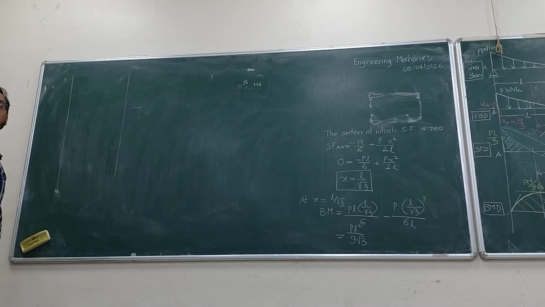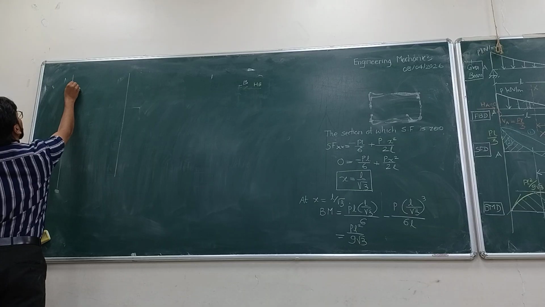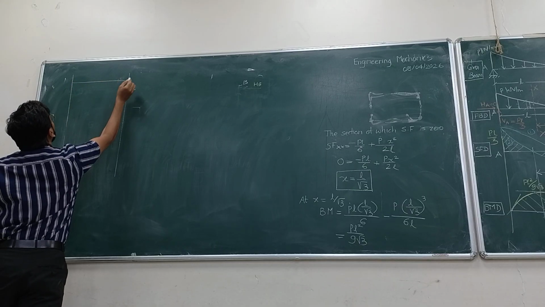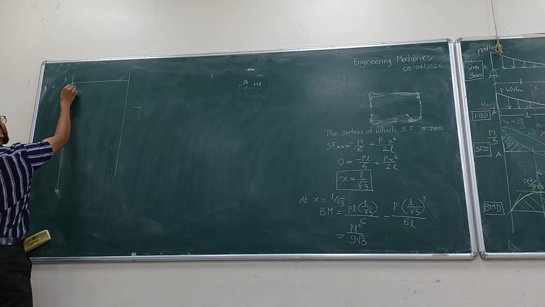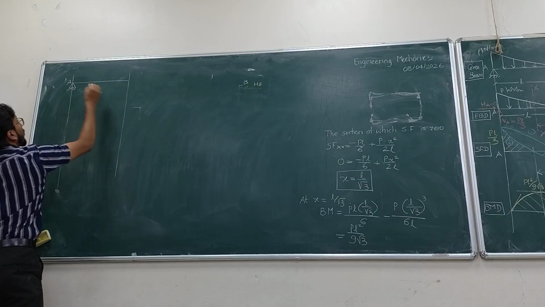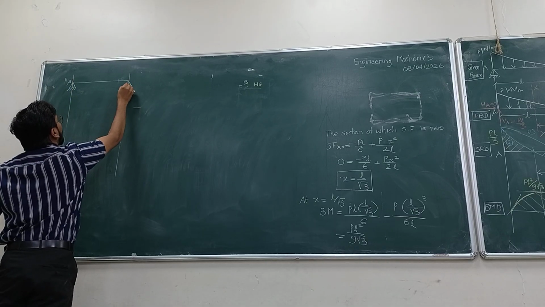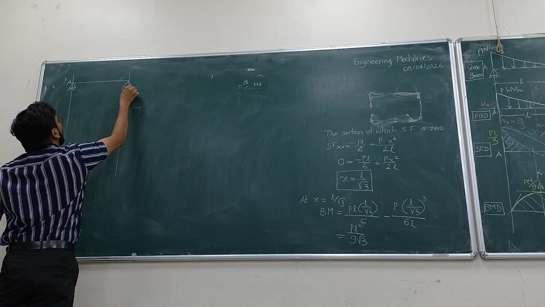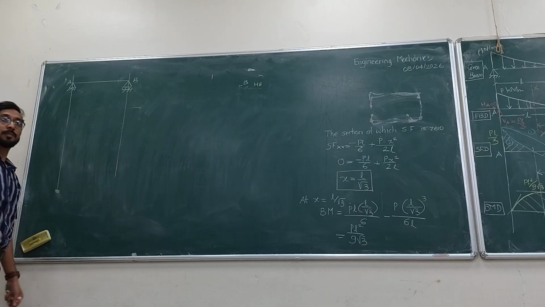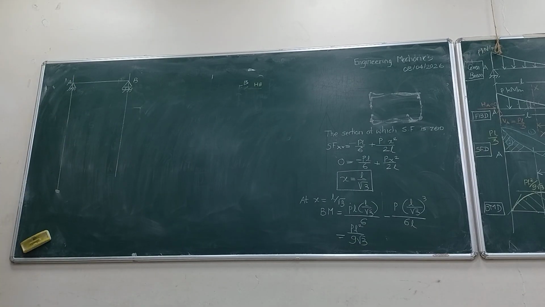Draw the SFD and BMD for the beam shown in figure. Left end hinge, call it as A. Right end roller support, call it as B. Now I'm going to give you the loading.